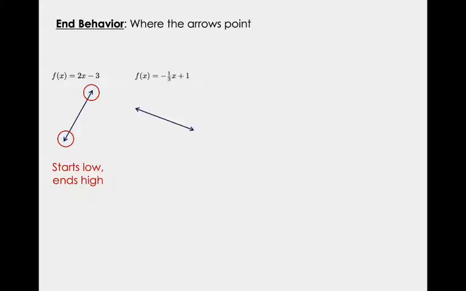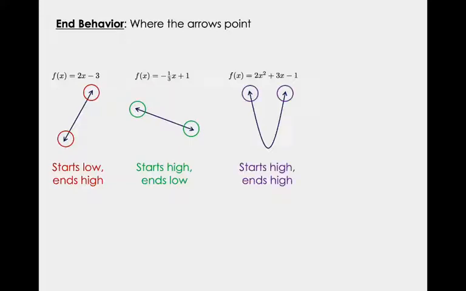Our second line was negative 1/3 x plus 1. That one, again, left to right, is going to start up high on your graph paper. On the right, it's going to end low. My quadratics, we have that upward opening parabola, both on the left-hand side and on the right-hand side, it's pointing upwards. So we're going to say that it starts high and ends high. And then the downward opening parabola, we'd say it starts low and ends low.